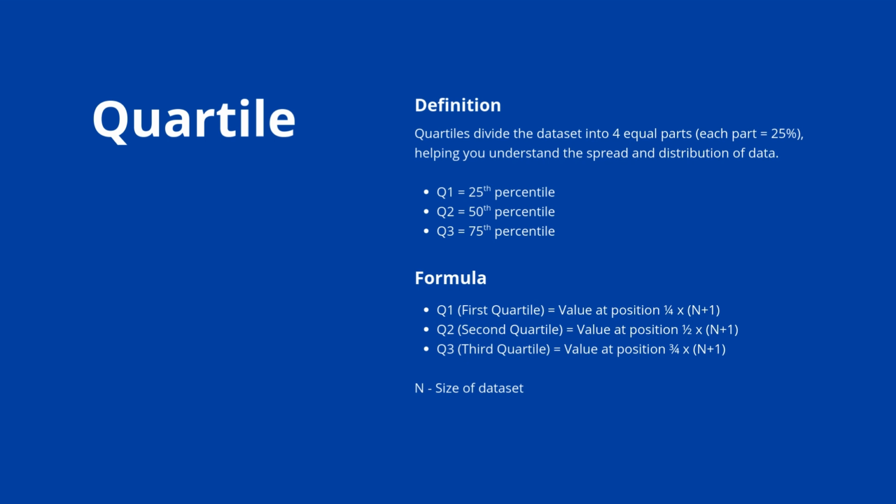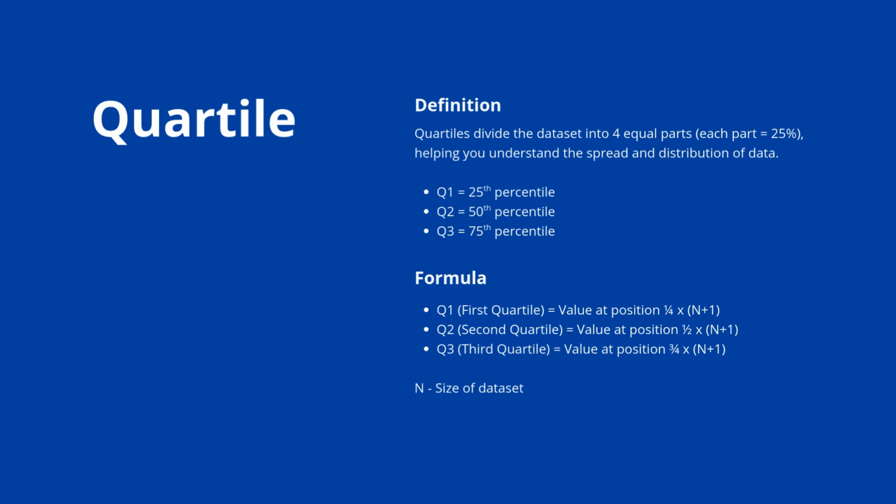So these are the formulas to calculate quartiles Q1, Q2, Q3. For Q1, we'll take the value at position 1 fourth times (n plus 1). Similarly for Q2, we'll take the position 1.5 times... and for Q3, the position is 3 divided by 4 times (n plus 1), where n is the size of the data set.